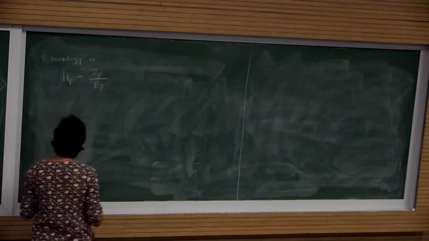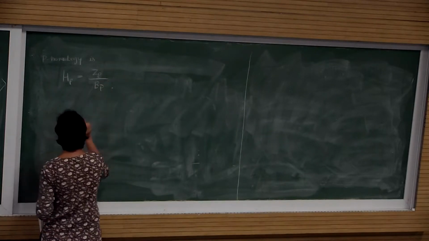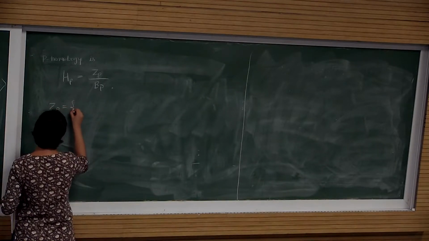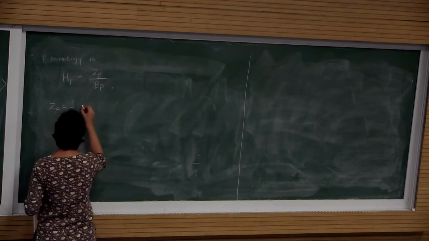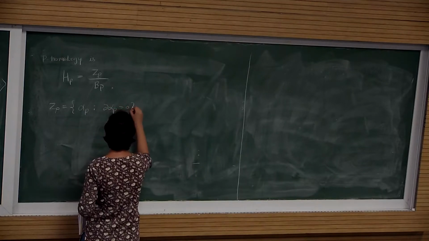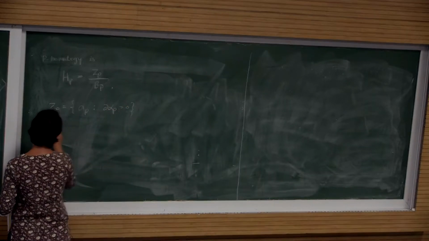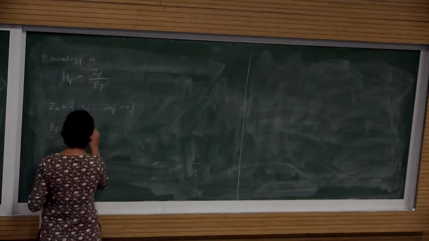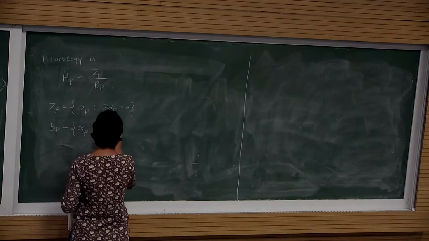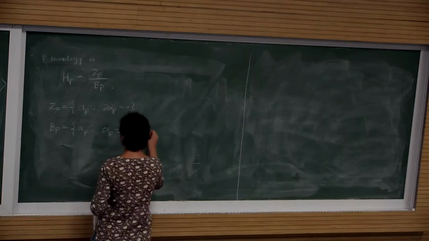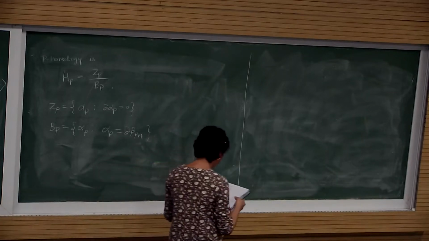So the homology classes are defined by the quotient of these two sets, where ZP is the set of all P chains, let's say alpha P, which don't have a boundary, and BP is the set of all P chains which can be written as a boundary of some chain one dimension higher, which is P plus 1 in this case.